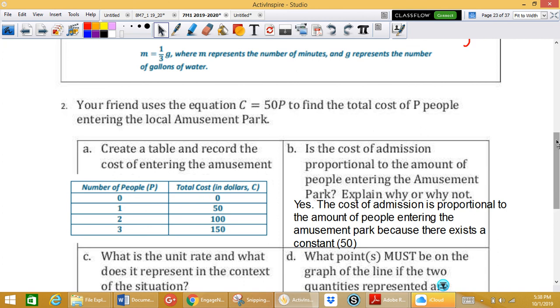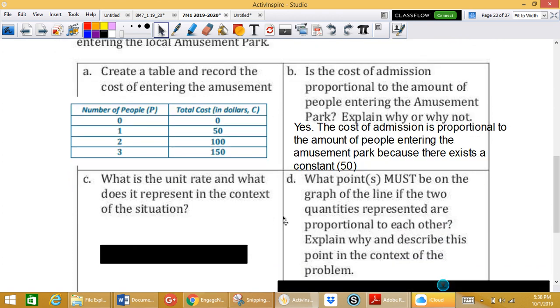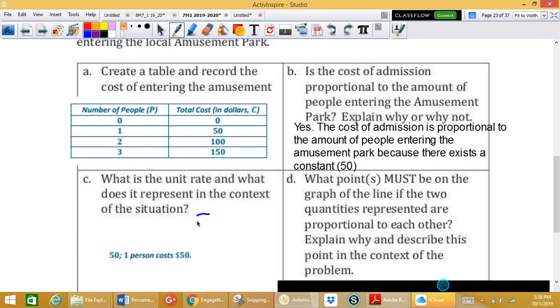What is the unit rate and what does it represent in the context of the situation? The unit rate is 50 over 1. So that's $50 per person.